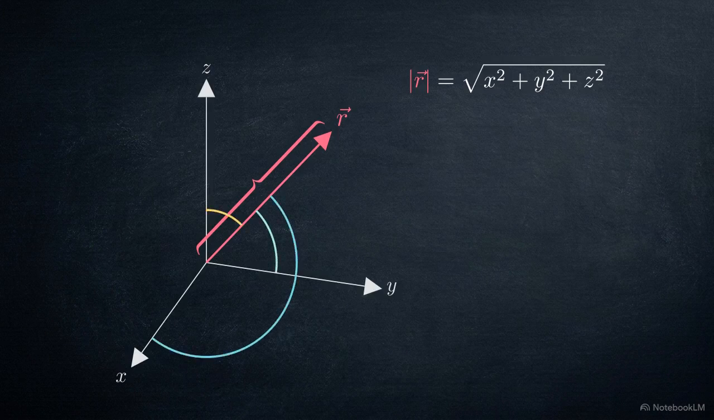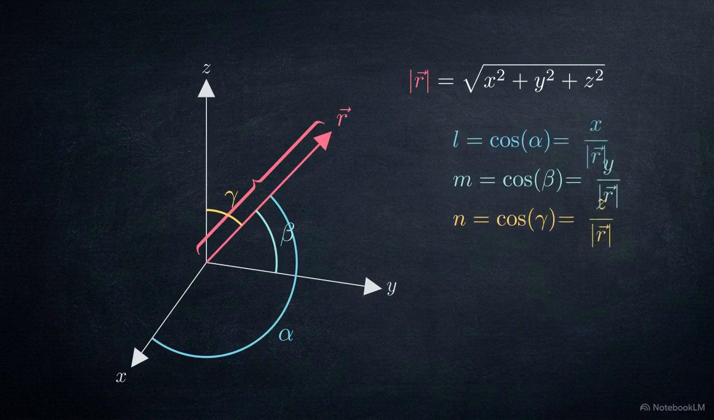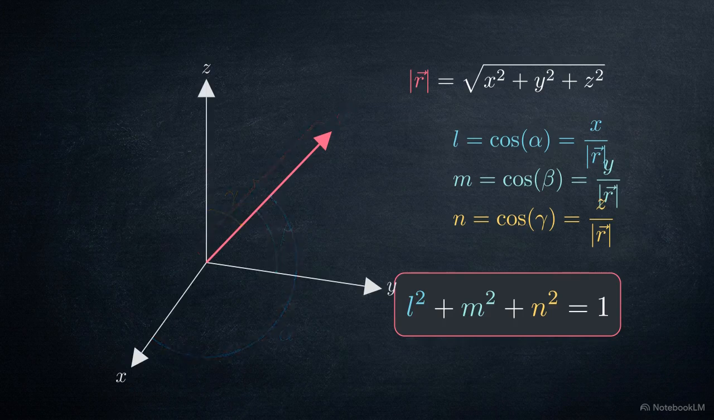We then measure the orientation by identifying the angles formed between the vector and each principal axis, labeled alpha, beta, and gamma. The cosines of these three angles are known as the direction cosines, L, M, and N. Each cosine is a ratio, the coordinate of a specific axis, divided by the vector's total magnitude. Squaring these three cosines and adding them together always results in a sum of exactly 1.